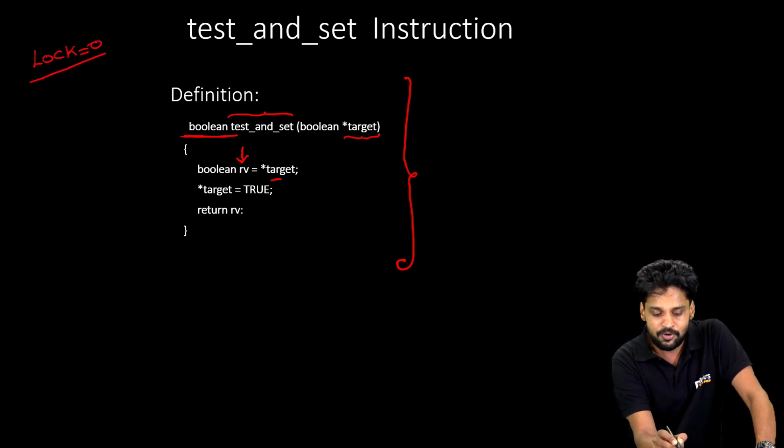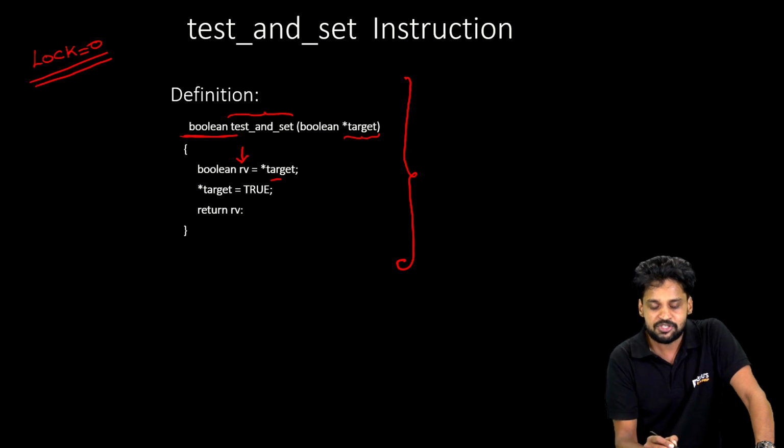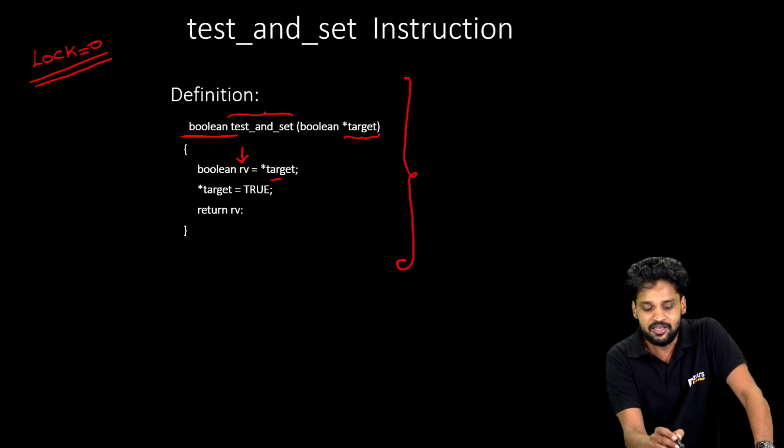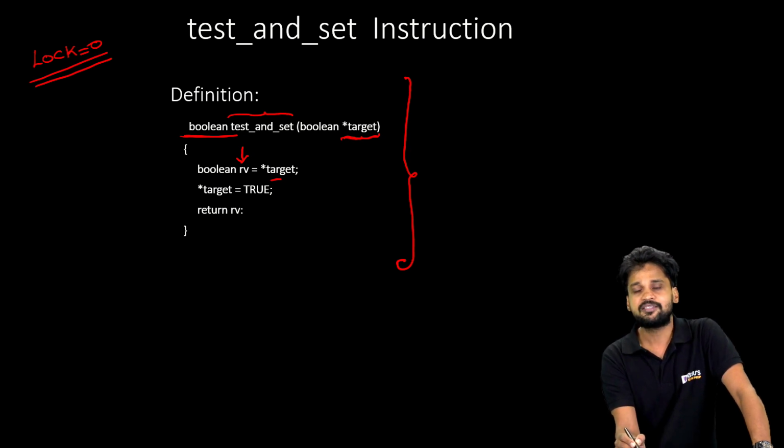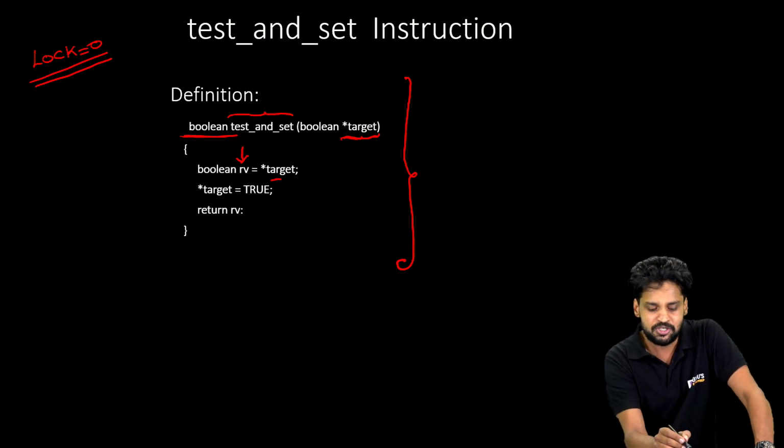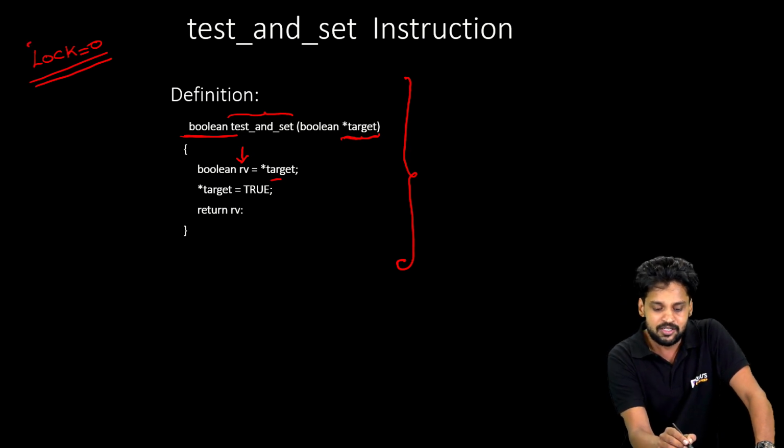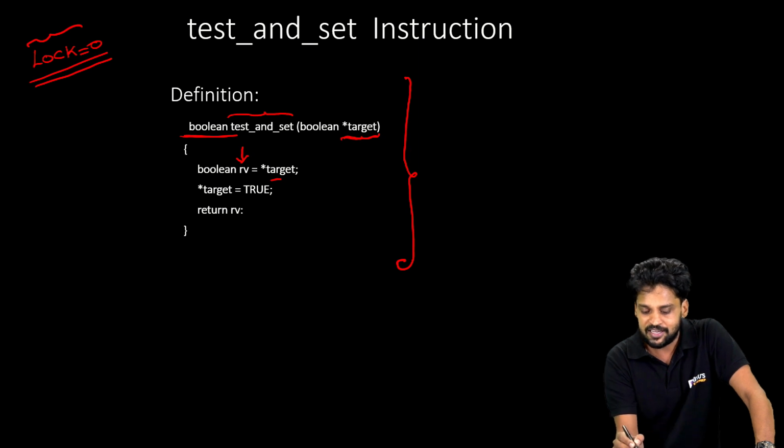When a process tries to access this lock, the initial value of this lock will be passed to the boolean RV. Since we are going to access this lock by using a parameter here. What is the parameter? Target. And here the argument is lock. When the lock is passed as an argument to the parameter, what exactly is going to happen? This target, eventually, is going to represent the lock for this entire function.